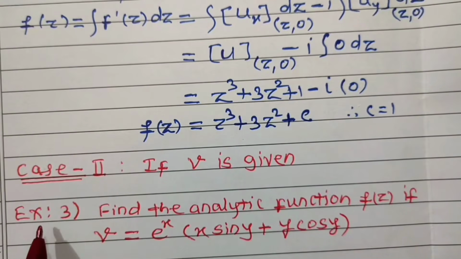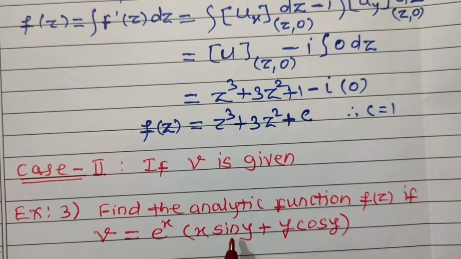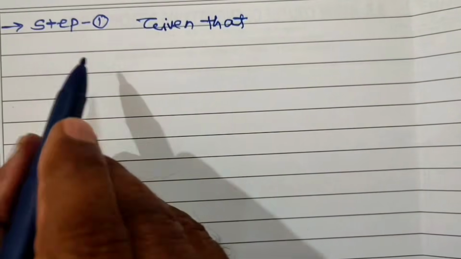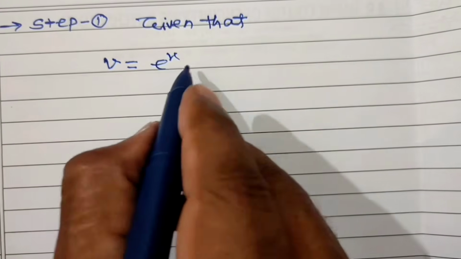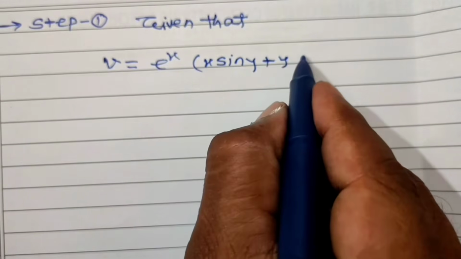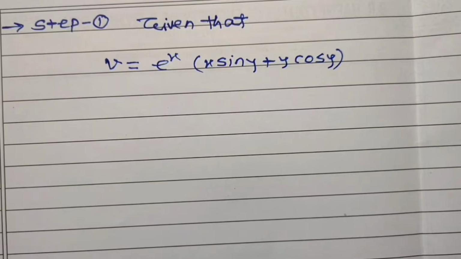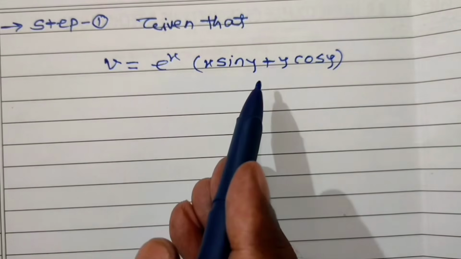Then example number 3, find the analytic function f of z if v is equal to e to the power x into bracket x sin y plus y cos y. Step number 1, given that v is equal to e to the power x into bracket x sin y plus y cos y. Now, in this function, we have to replace x by z and y by 0.